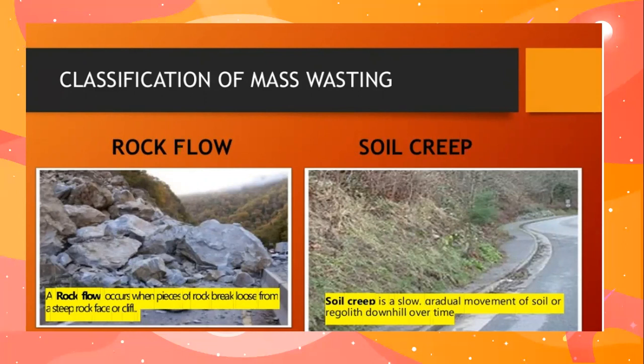Soil creep is the slow, gradual movement of soil downhill over time. You can observe soil creep at Baguio. Most trees in Baguio City used to stand straight, or they are vertically facing. But as time comes, there is a constant movement of the land in Baguio. It looks like it's moving diagonally. So soil creep is the slow gradual movement of soil.